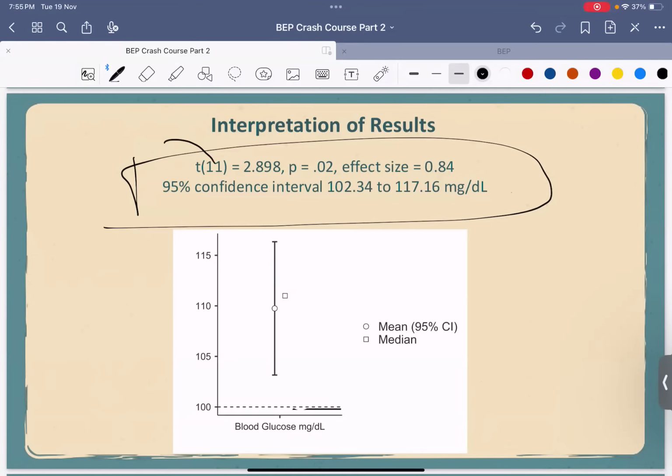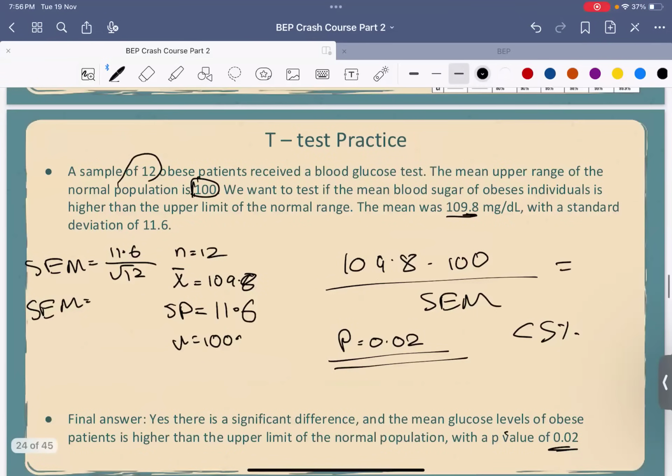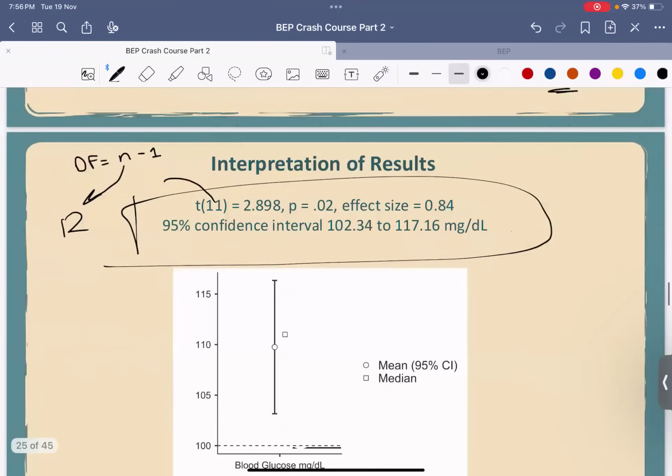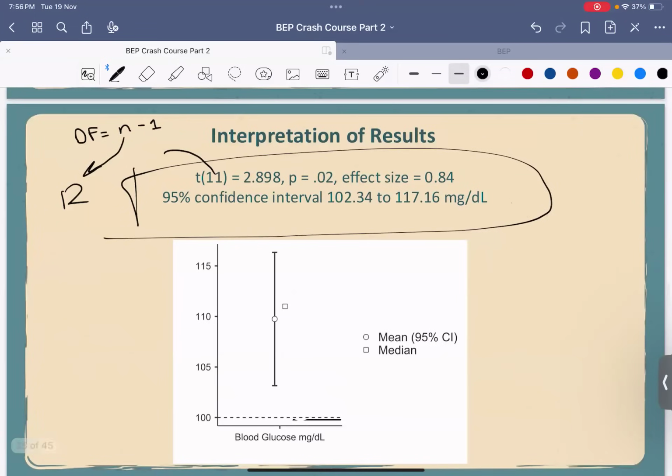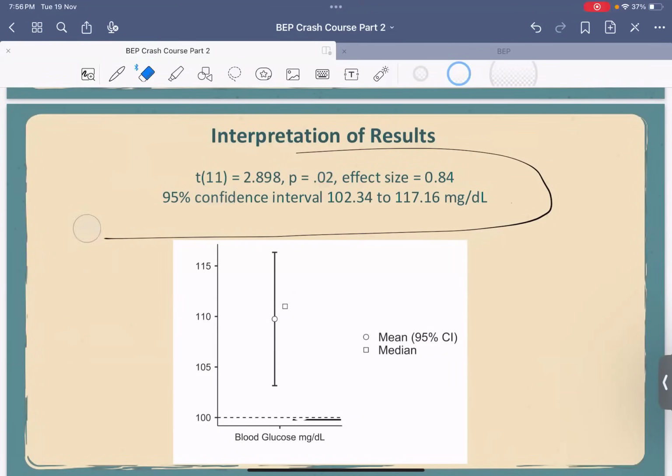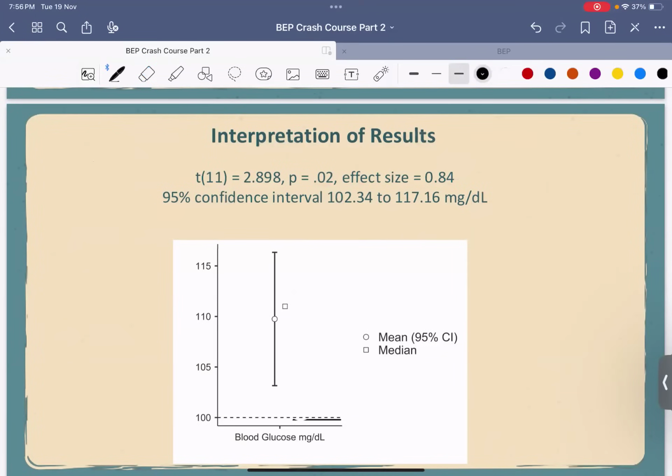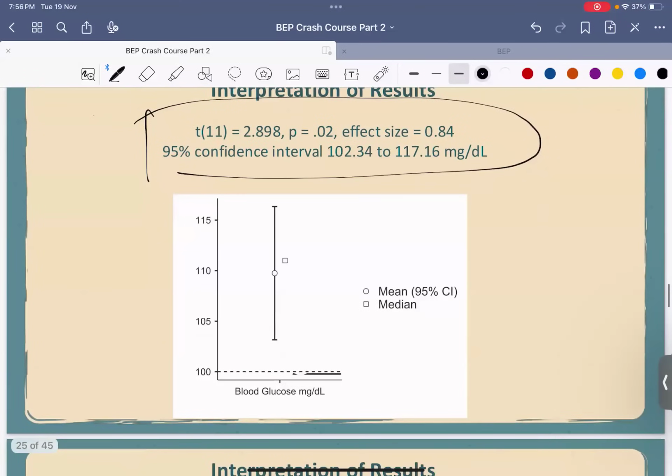Degrees of freedom. We said degrees of freedom equals sample size minus 1. Okay, and the sample size was 12, if you remember. So even if they don't give us this whole case, we know that the sample size is 12. Very important. They definitely ask you to get the sample size from this. You need to know that degrees of freedom equals sample size minus 1, and you need to know how to interpret all of this.